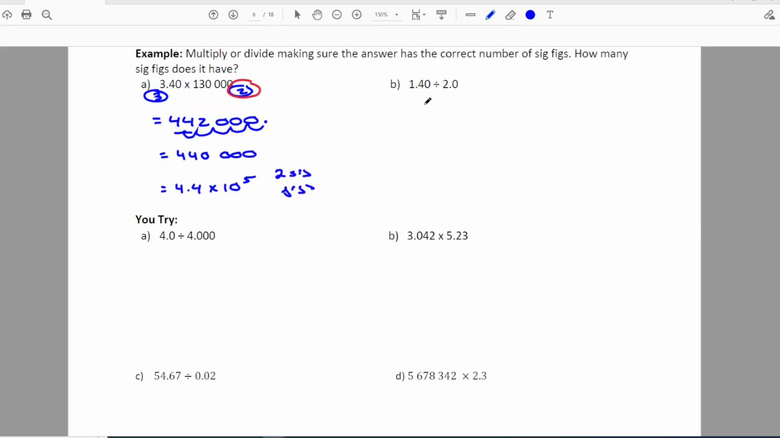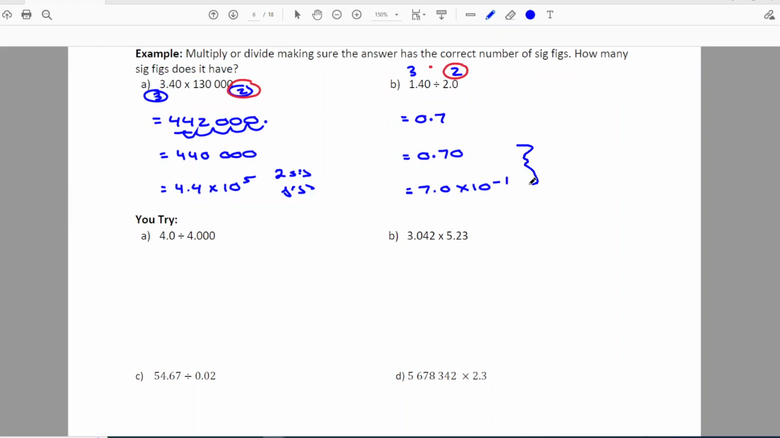Okay, let's try one more together. So I've got 1.40, or I'm just typing into my calculator 1.4, divided by 2. And then this gives me 0.7 in my answer. Well, this number has 3 sig figs. This number has 2 sig figs. So I have to answer to 2 significant figures. How many sig figs do I have here? Well, I only have 1. So I can turn this into 2 sig figs by writing it as 0.70, or if I weirdly wanted to write this in scientific notation, I put 7.0 times 10 to the negative 1.